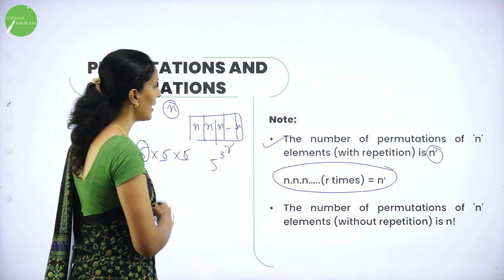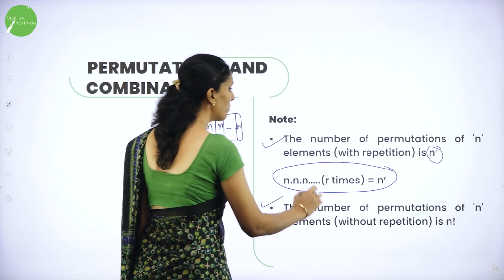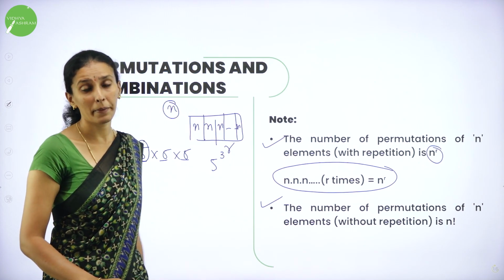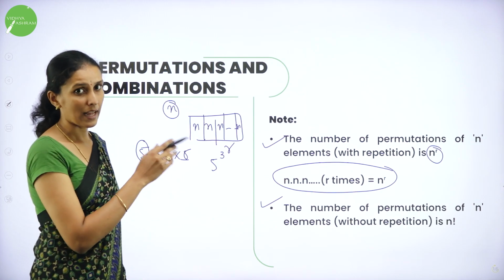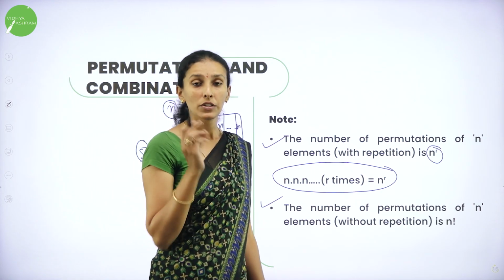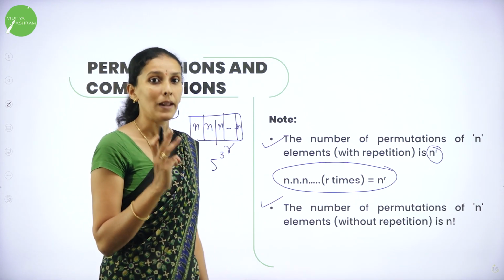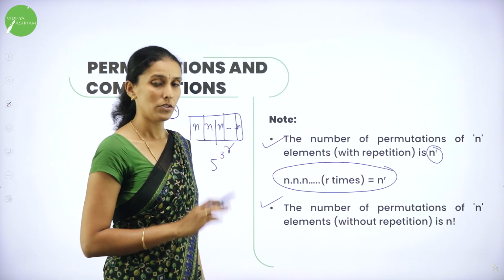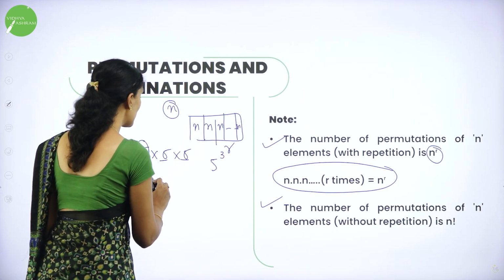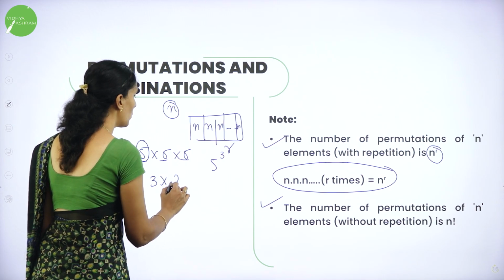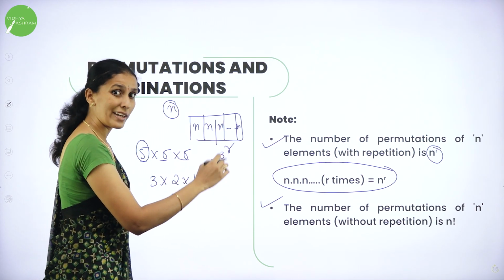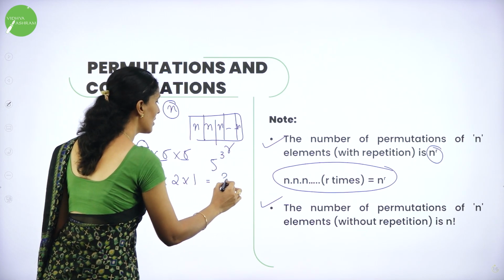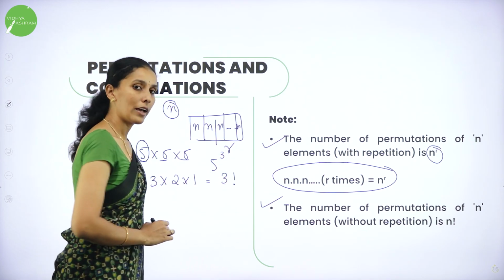Similarly, the next one. The number of permutations of n elements without repetition is n factorial. You can take an example of arranging books on a shelf. So you have 3 places and 3 books. How many arrangements? That is 3 into 2 into 1. So what is 3 into 2 into 1 in terms of factorial? That is 3 factorial.